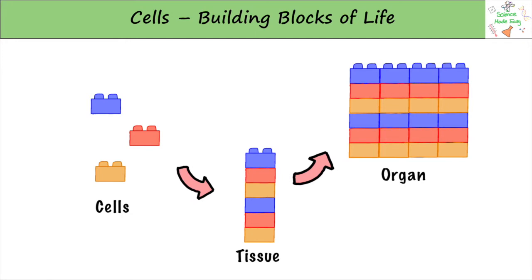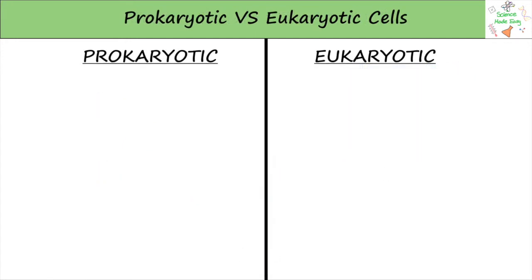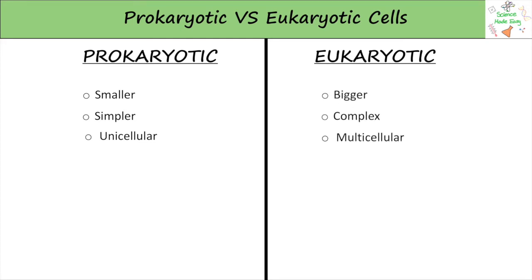There are two main categories we can sort cells into: prokaryotic and eukaryotic. Prokaryotic cells tend to be smaller, simpler, and usually form unicellular organisms. These are organisms made up of only one cell. Eukaryotic cells tend to be bigger, complex, and usually form multicellular organisms, which are organisms made up of multiple cells.